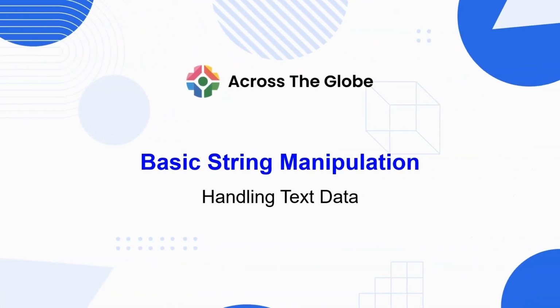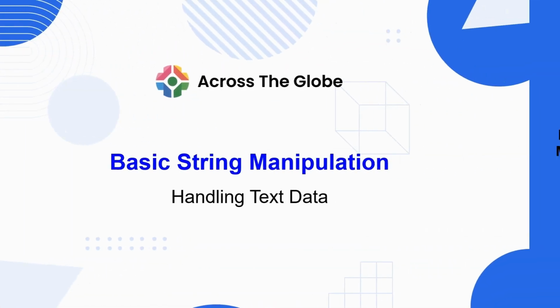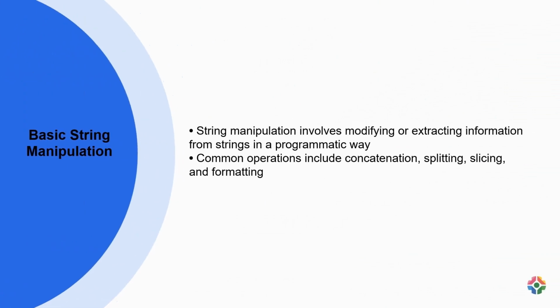Today we will learn about basic string manipulation. String manipulation is the process of altering or retrieving data from strings in a systematic manner within computer programs. This is achieved through operations like joining strings together, concatenation, dividing strings into parts, splitting, extracting specific sections of strings, slicing, and organizing strings in a particular format.